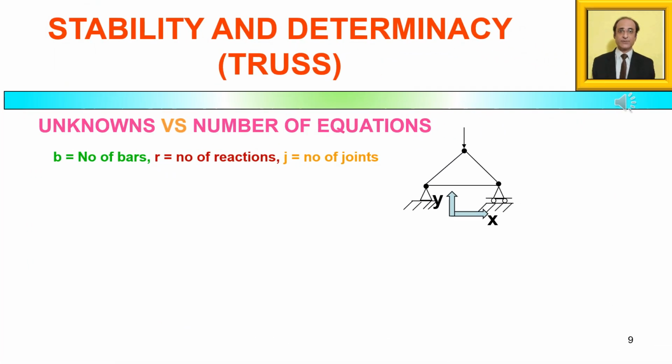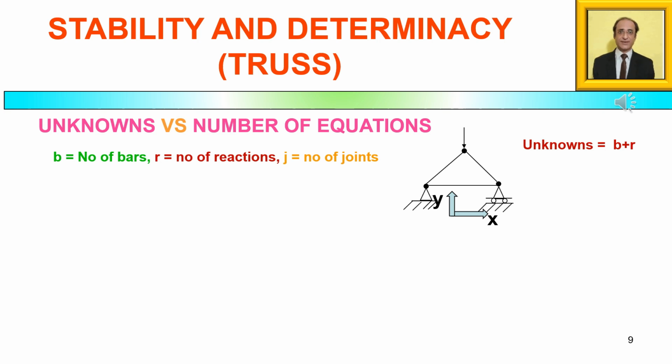Let us now formulate the mathematical rules for stability and determinacy of truss. We have to see what are the unknowns and what are the number of equations. In our truss, the unknowns are the axial forces in all members and the external reactions. So that is, if we denote the number of members or bars as B, then the total number of unknowns will be B plus R. Coming to the equations available, at each joint in a 2D truss, there are two equations of equilibrium. Summation Fx is 0 and summation Fy is 0.